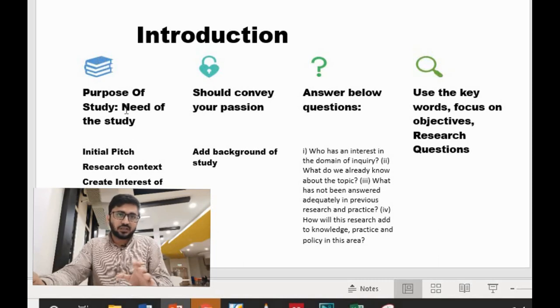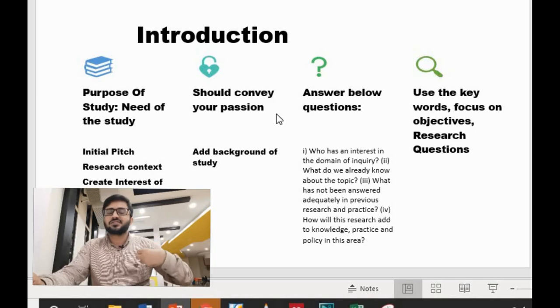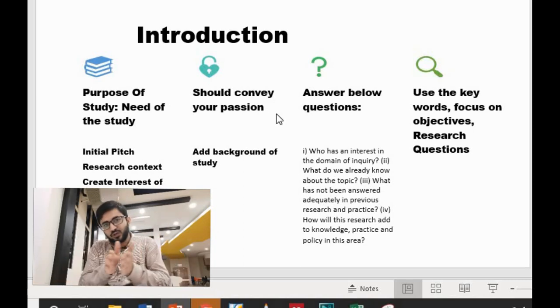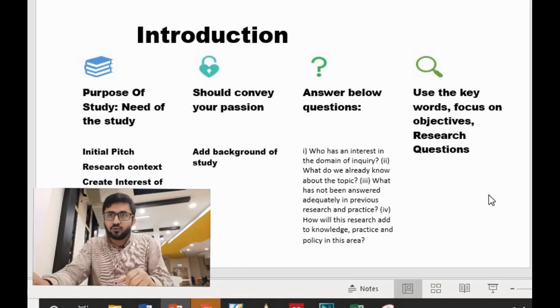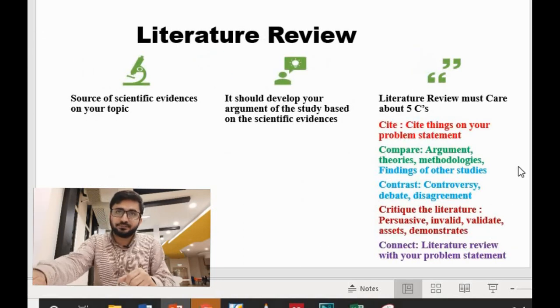Whenever you are writing the introduction, you can mention the purpose, you can mention the initial pitch, you can create the interest of the reader by giving interesting statistics, you can tell who has worked on it and what they have worked, what is missing in their research and what is in the practice, and why this area, who will benefit from this study, and then you have to also mention the keywords.